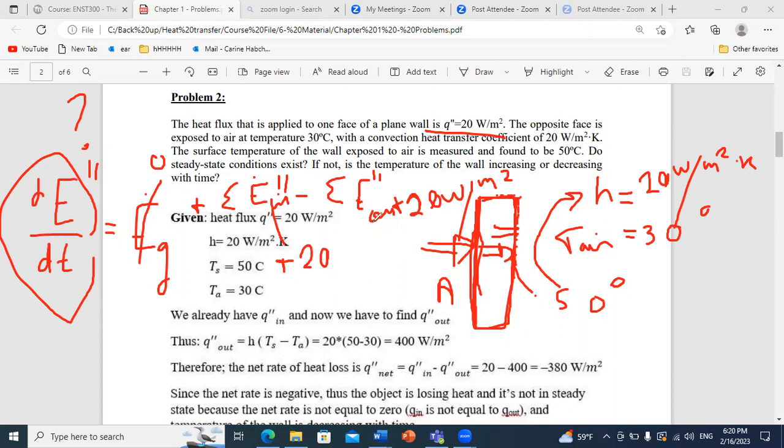And then E out is equal to, we just have to put minus because we are losing it. Because we are doing the analysis per unit area, we don't multiply by A. So it's just minus h times T surface minus T of air.